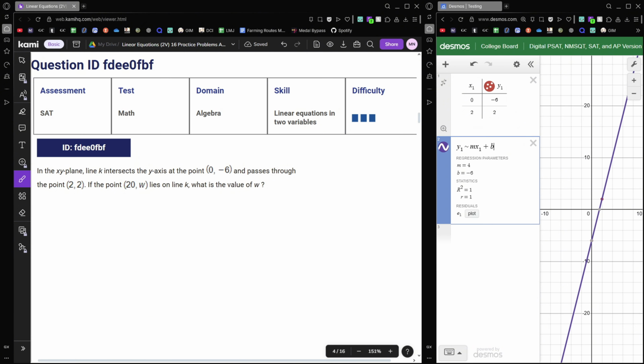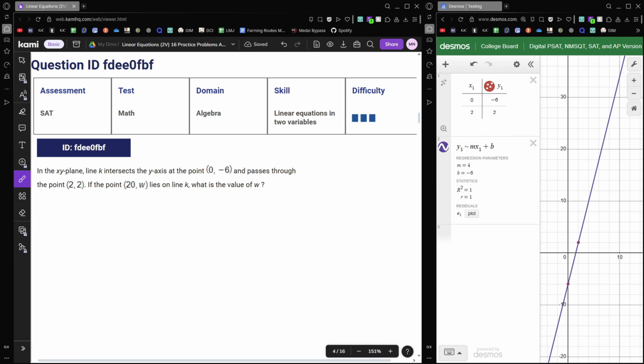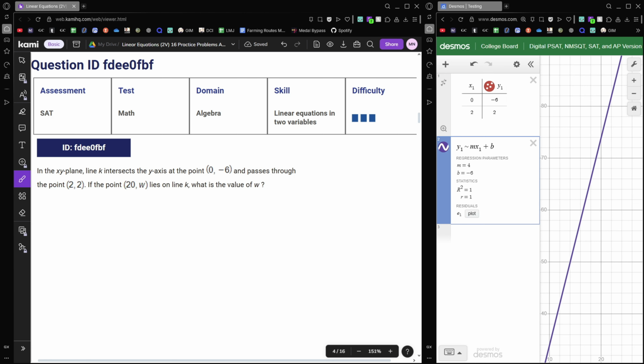So here's line K. Now they're asking us to find the value of w. That's the y value of a point with an x value of 20. So let's go to where x is 20, and the y value of this point will be 74, which means that w is equal to 74.